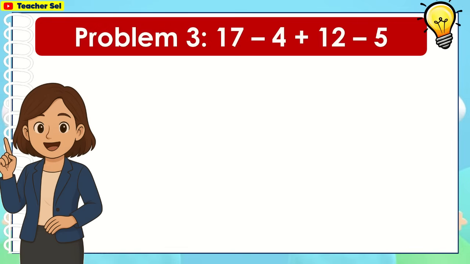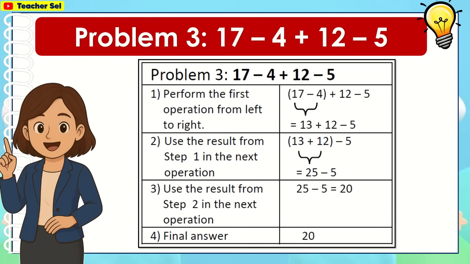Problem 3. 17 minus 4 plus 12 minus 5. Perform the first operation from left to right. 17 minus 4 equals 13. 13 plus 12 equals 25. 25 minus 5 equals 20. So the final answer is 20.